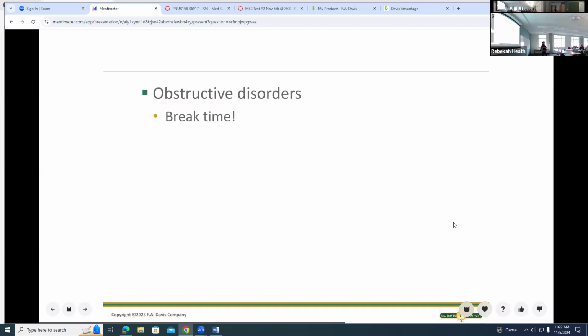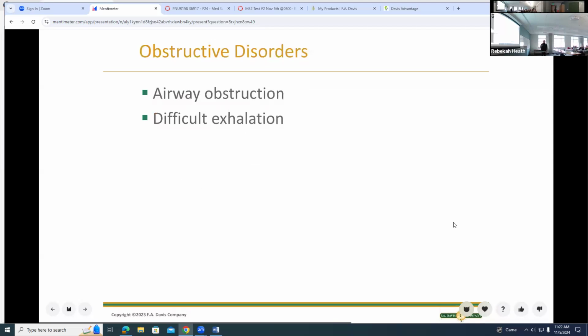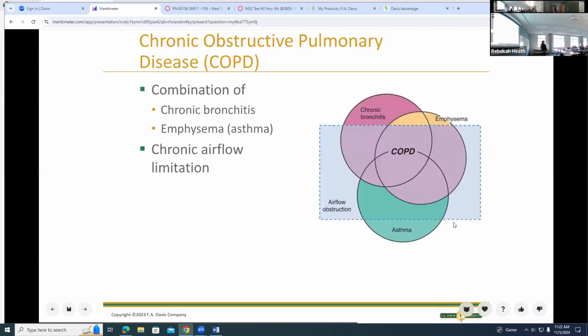So with obstructive, this is where something's actually kind of blocking up the lungs, or not able to get rid of something that's actually in the way. So COPD stands for chronic obstructive pulmonary disease. It's actually a combination of issues.